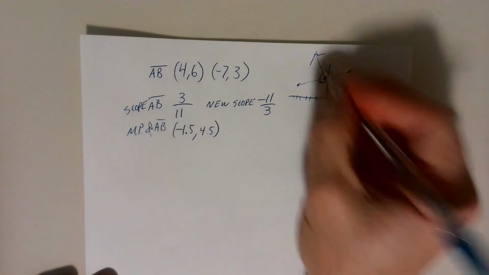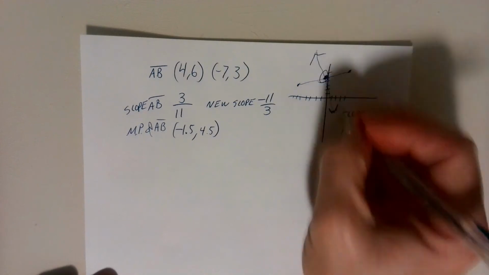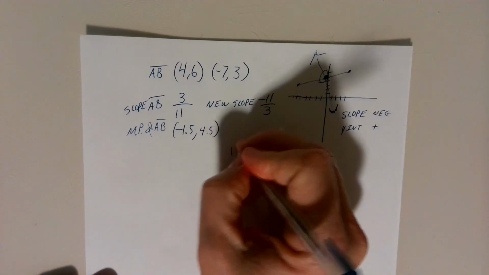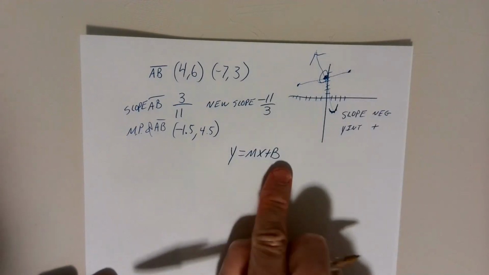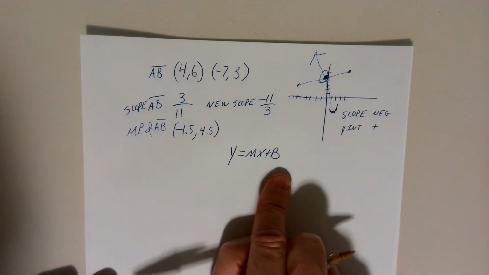So I know I'm trying to find the equation of this line right here. Find the equation of the perpendicular bisector. I know that all lines need to have a slope and a y-intercept like this. y equals mx plus b. Are you good?